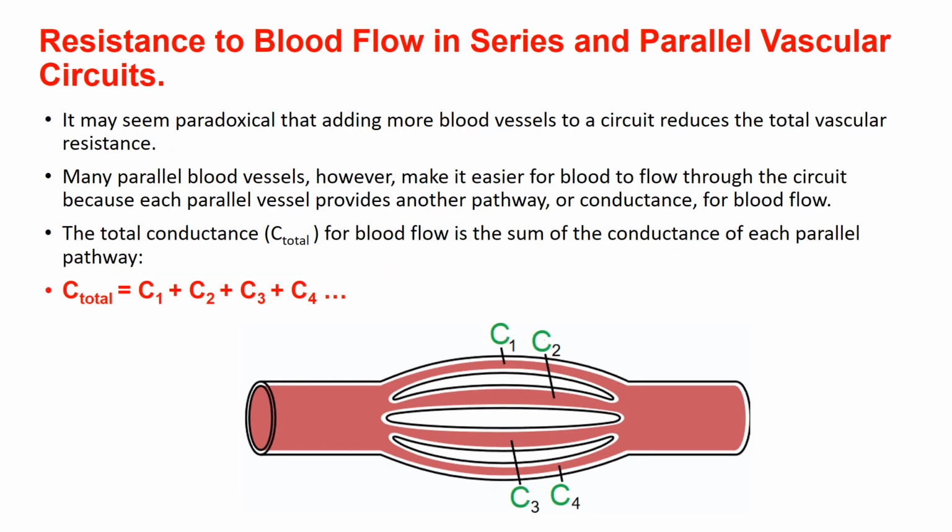It may seem paradoxical that adding more blood vessels to a circuit reduces the total vascular resistance. Many parallel blood vessels, however, make it easier for blood to flow through the circuit because each parallel vessel provides another pathway, or conductance, for blood flow. The total conductance, C total, for blood flow is the sum of the conductance of each parallel pathway. C total equals C1 plus C2 plus C3 plus C4.